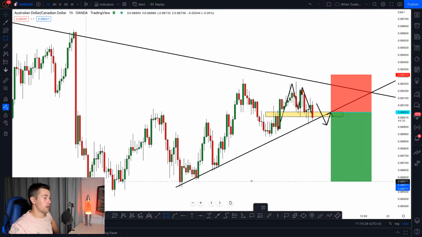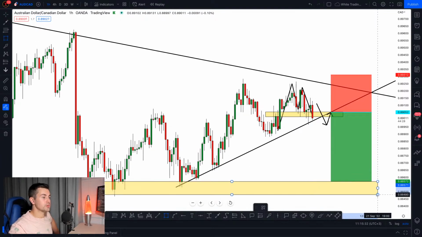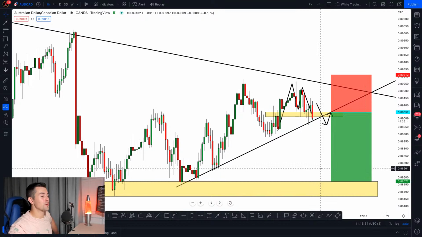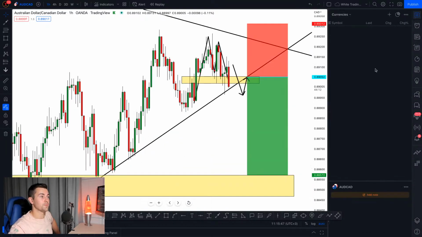Sorry for being so quick with Aussie CAD. Once I short the pair, I will post the analysis on Telegram, and I will try to explain in detail the shorting opportunity right here.